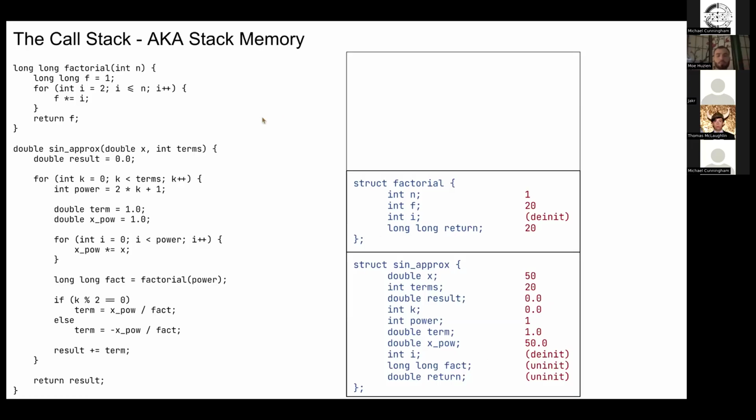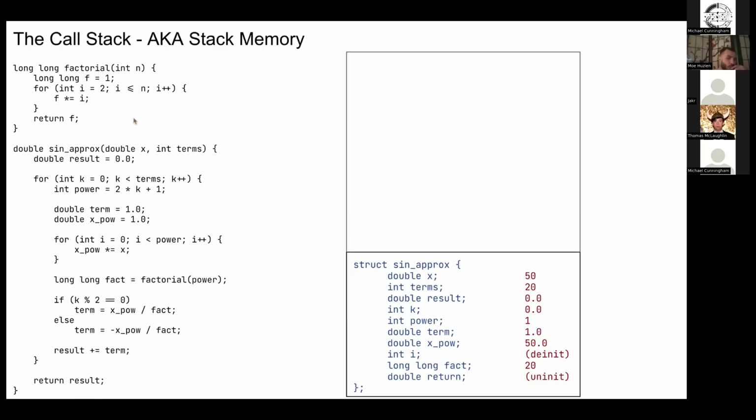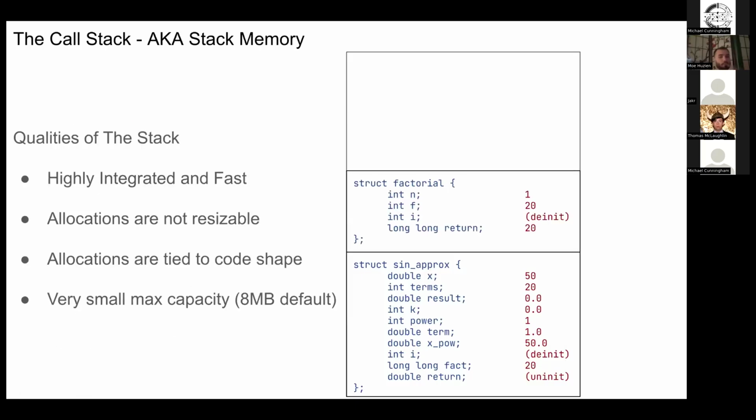And so this function will run. It'll go through its logic. It'll generate a return value. That return value will be copied in right here. And then we'll remove that from our stack. And so this is how the stack works.